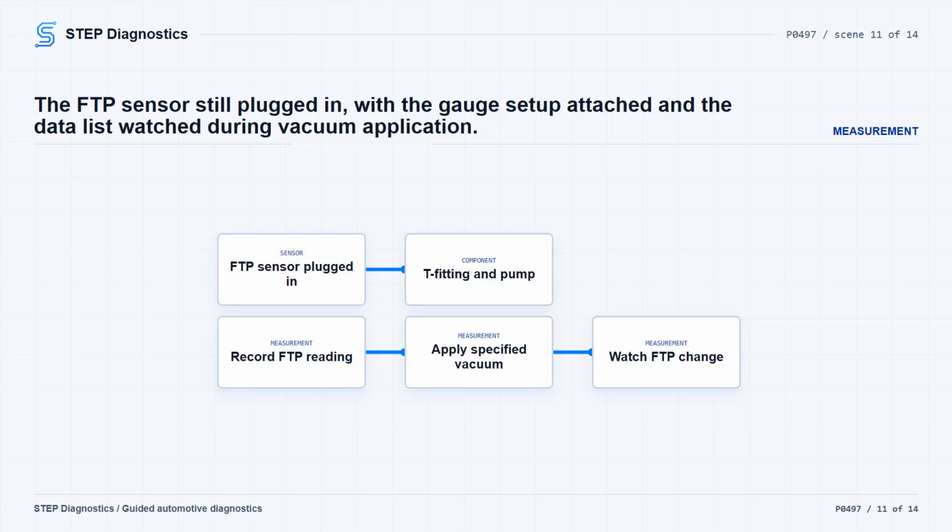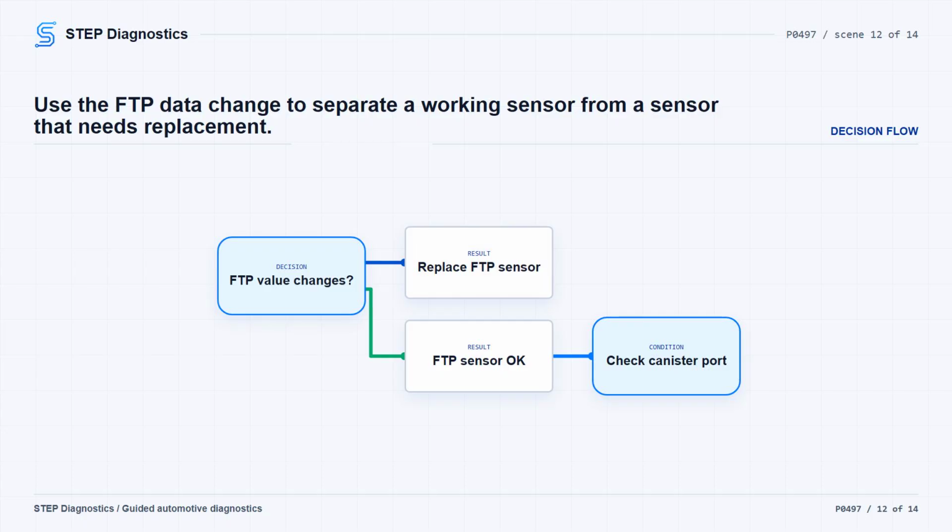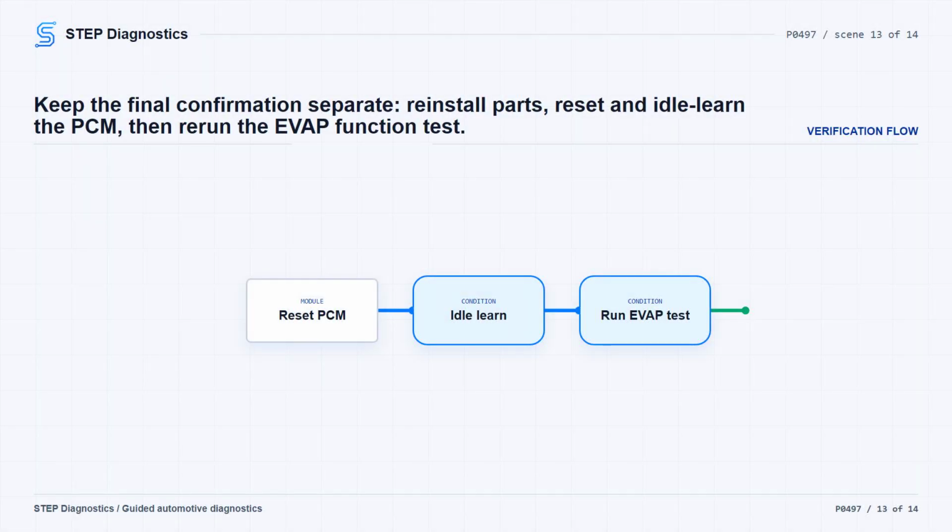Slowly apply about 1.3 kPa (0.4 in Hg, 10 mm Hg) of vacuum to the hose and watch the FTP sensor in the data list. If the value changes, the FTP sensor is OK. Then check for a blockage at the EVAP canister port and verify the repair. If the value does not change, replace the FTP sensor, then verify the repair. Keep verification separate from the testing.